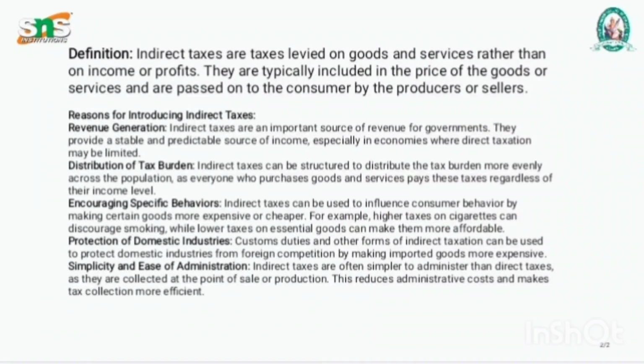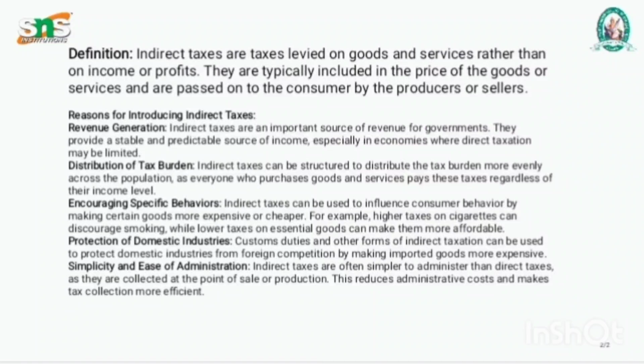Indirect taxes are an important source of revenue for governments. They provide a stable and predictable source of income, especially in economies where direct taxes may be limited. Next one is distribution of tax burden. The tax burden is distributed at the consumer level. Indirect tax can be structured to distribute the tax burden more evenly, as everyone who purchases goods and services pays these taxes regardless of their income level.